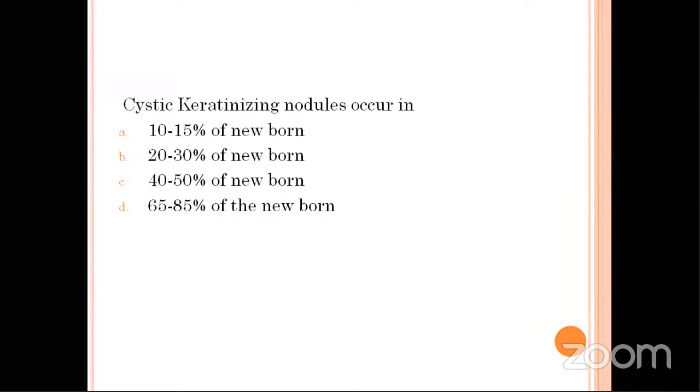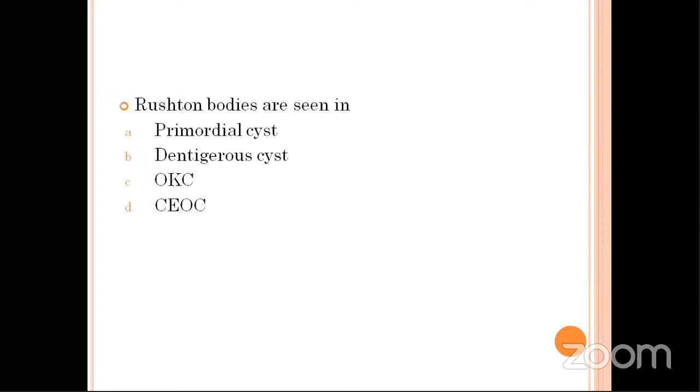Cystic keratotic nodules occur in almost 65 to 85% of newborns, and they will disappear over a period of time. The Rushton bodies are seen in dentigerous cyst. The second most common cyst is the dentigerous cyst, and it is most commonly associated with impacted teeth, where there will be displacement of the teeth. Okay. Radiographically, you see displacement of the teeth, and there will be cortical expansion also, and presence of Rushton bodies, and most commonly it is seen in impacted teeth.